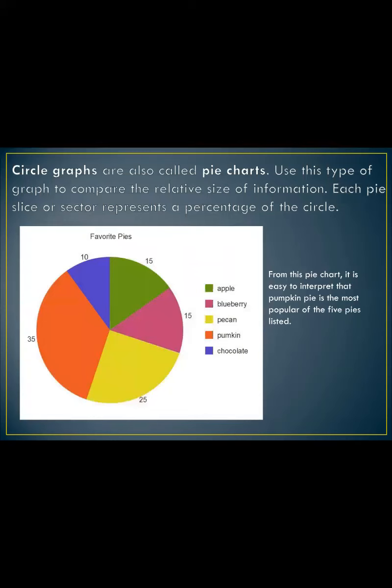And the last one is circle graph, or we can say pie chart. We use this type of graph to compare the relative size of information. Each pie slice represents a percentage of the circle. Now look at the picture. From this pie chart, it's easy to interpret that pumpkin pie is the most popular of the 5 pies.